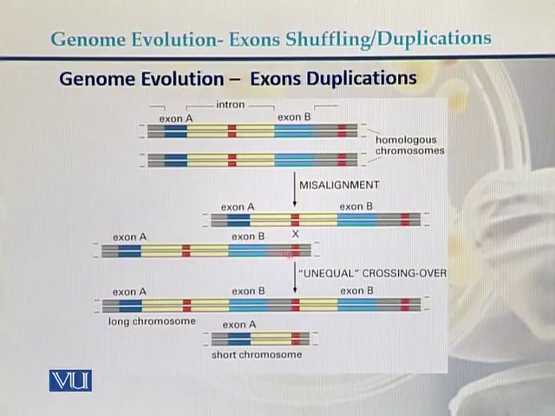As a result of unequal crossover, we can see that exon B is duplicated in one of the homologous chromosomes and it has been deleted in the second homologous chromosome. So in this diagram, we can see that exon B is duplicated.